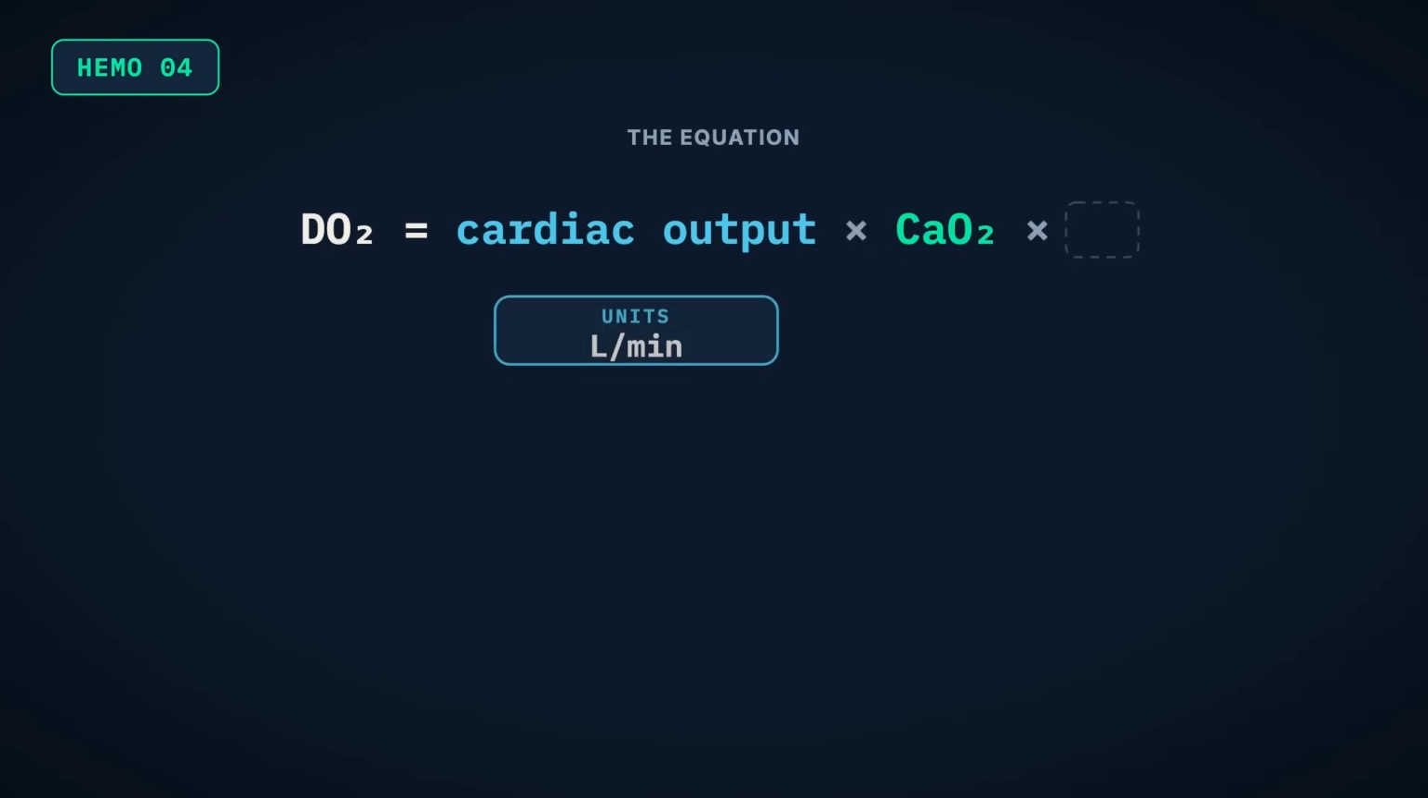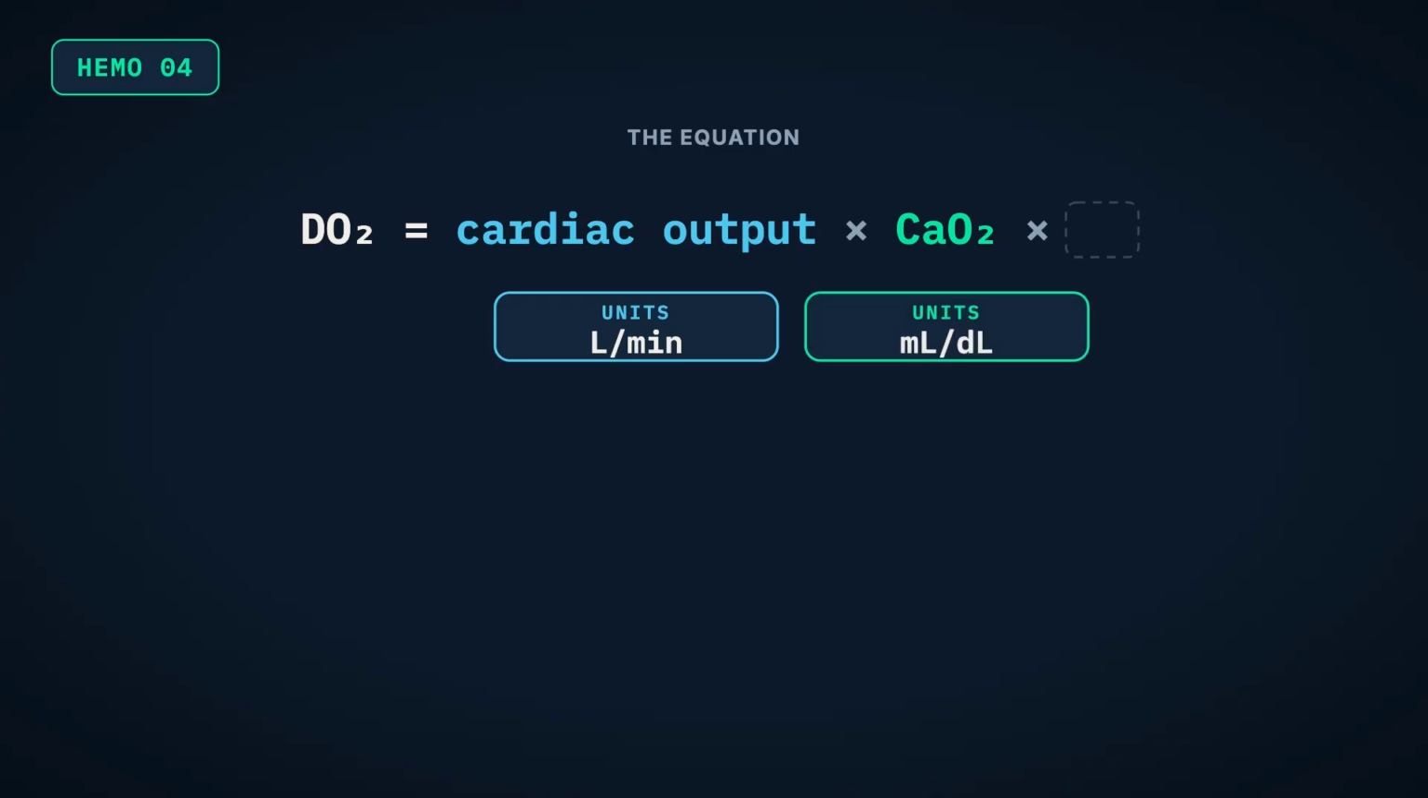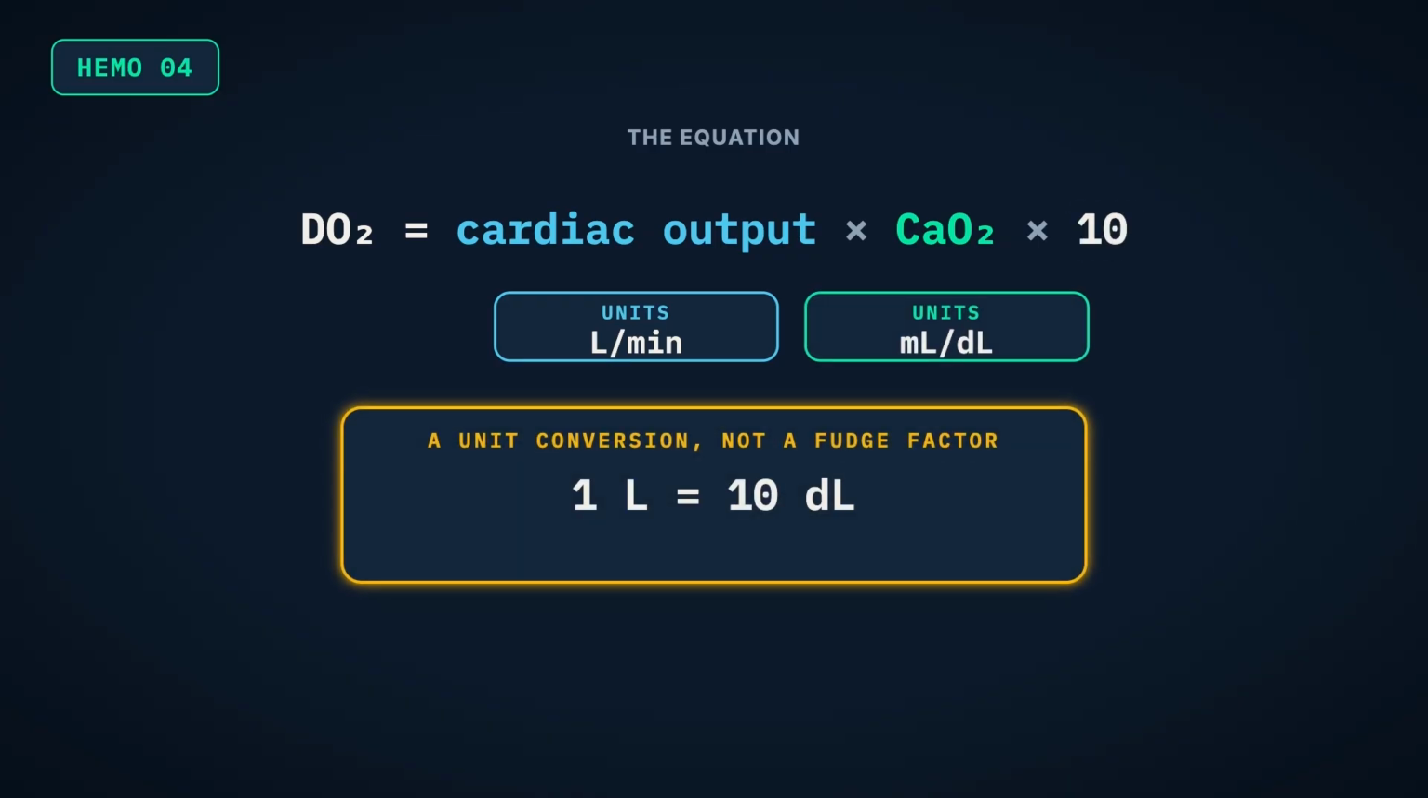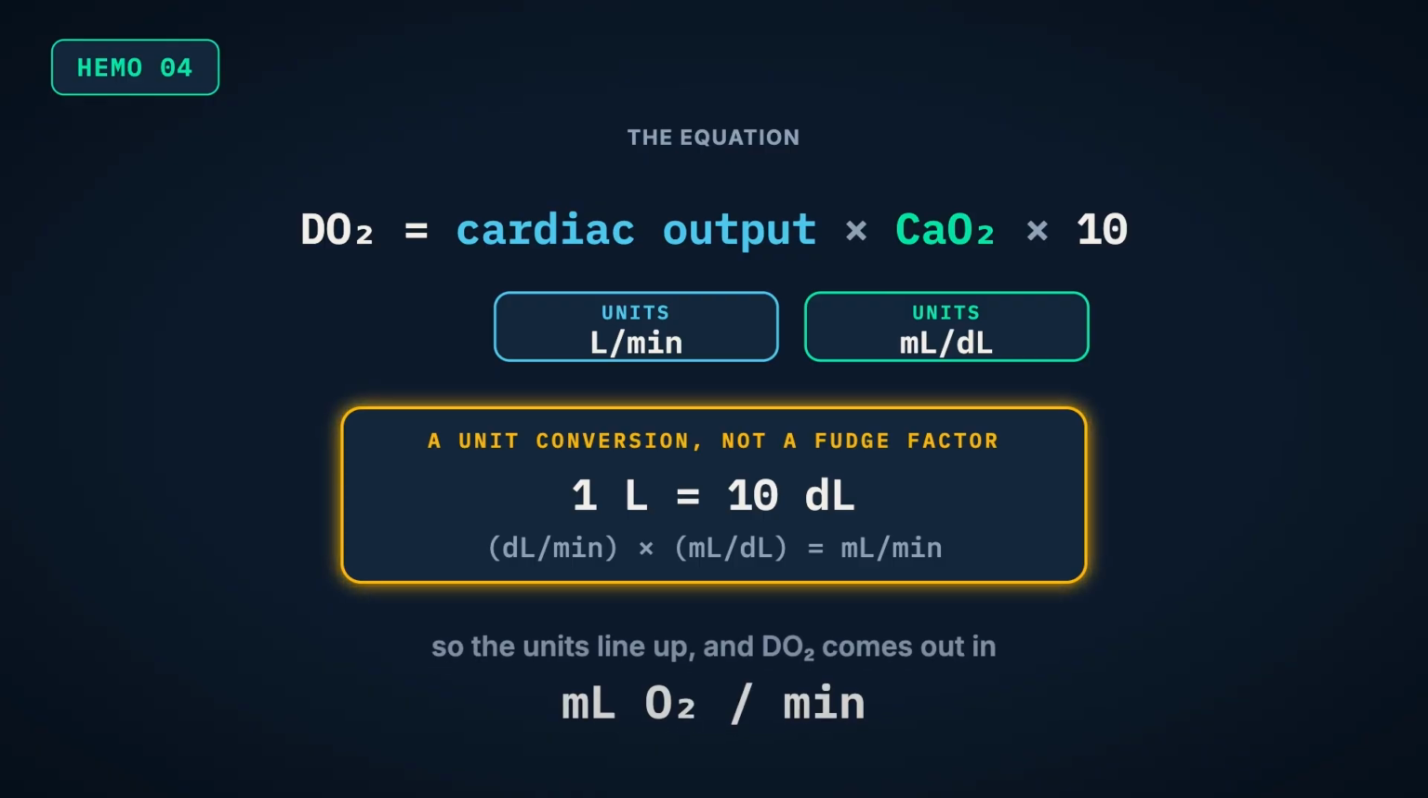Cardiac output is in liters per minute. CaO₂ is in milliliters per deciliter. So we multiply by 10 to make the units line up. DO₂ comes out in milliliters of oxygen per minute.